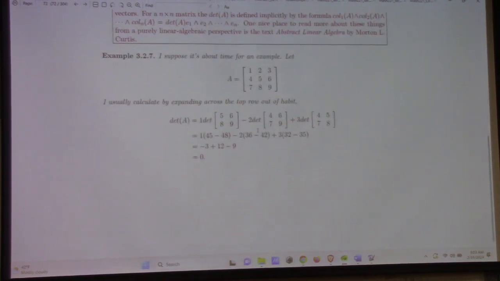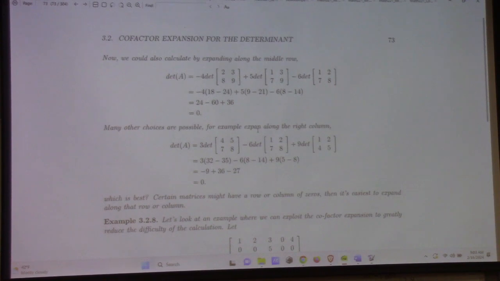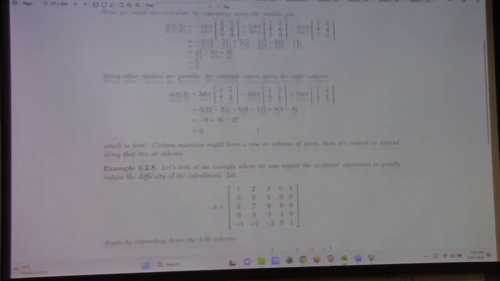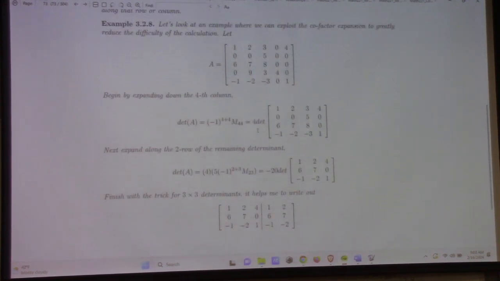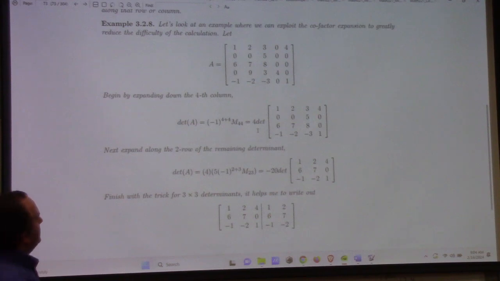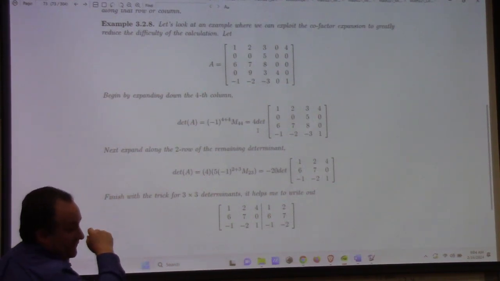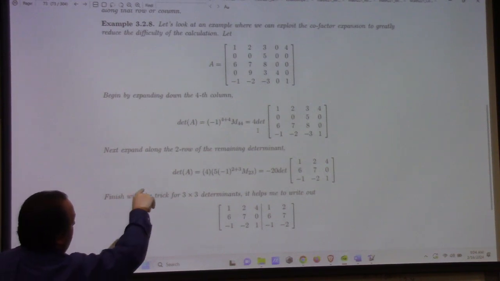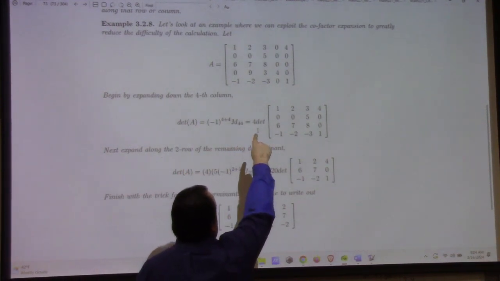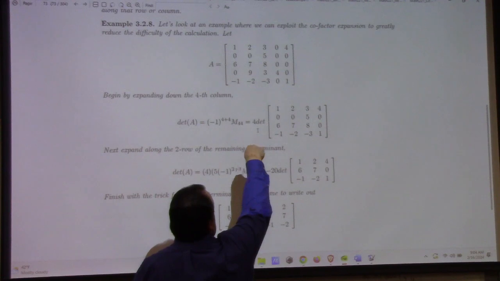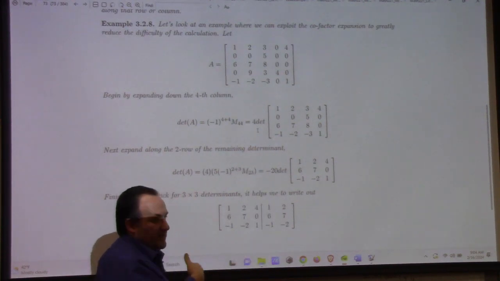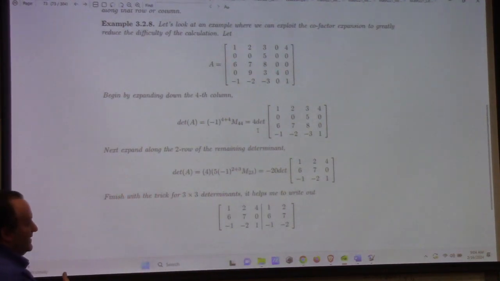So I have some simple examples in the notes just with numerics that you'll need to do some of those. Here's another one where I've expanded down the fourth column. So the way this works, see the fourth column? I like the fourth column. Why? You do want to learn this expansion on a column or row idea because it simplifies calculation a lot.